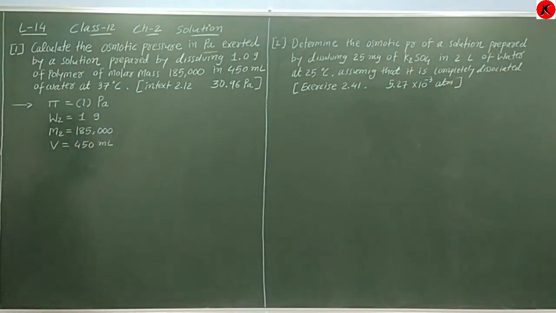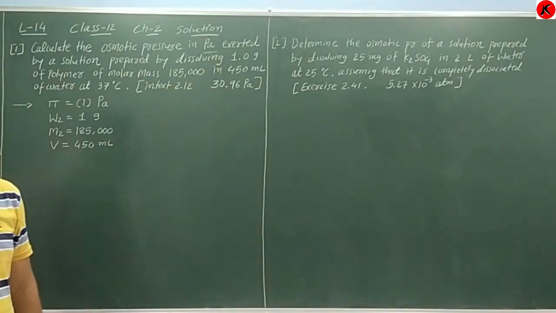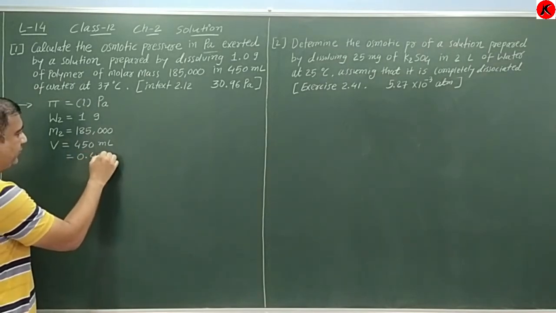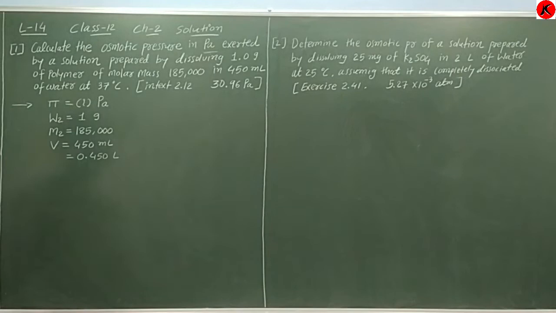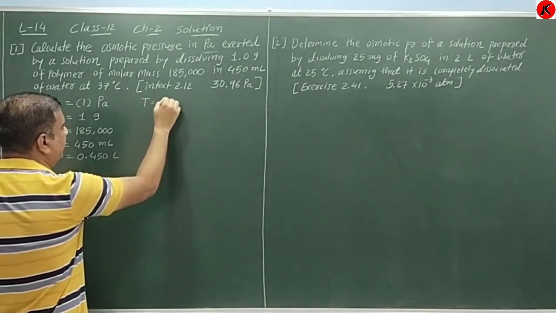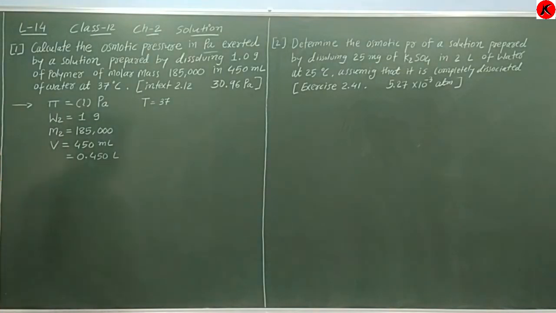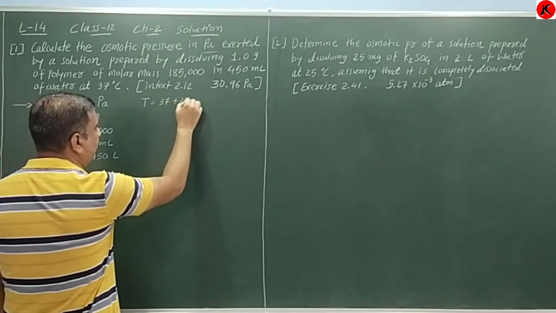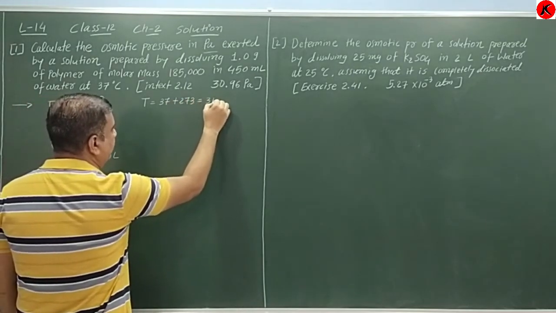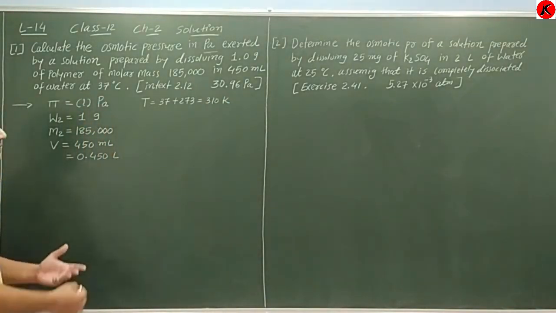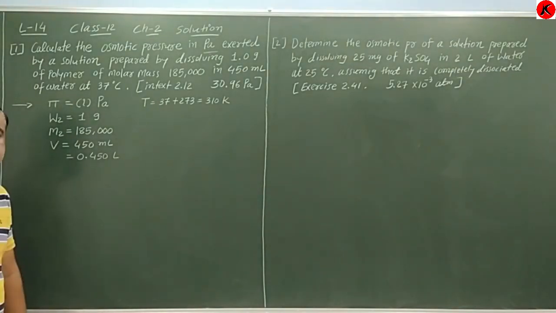But when we are calculating osmotic pressure, always the volume is used in liter. That is 0.450 liter of water at 37 degrees Celsius. That means temperature is given, 37 degrees Celsius, but we have to always use Kelvin. That means plus 273, that means 310 Kelvin temperature. Now use the formula of osmotic pressure.